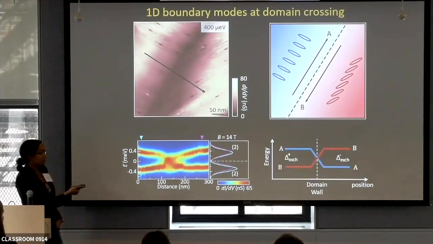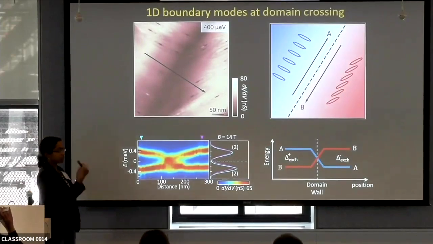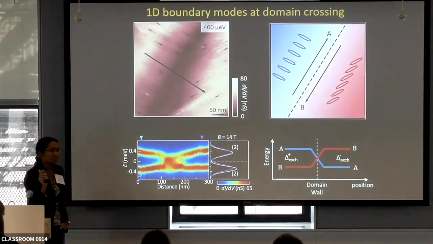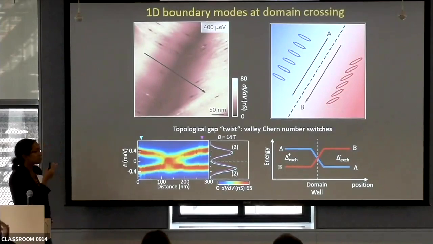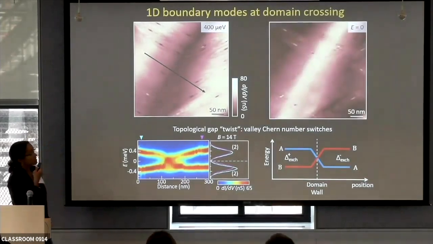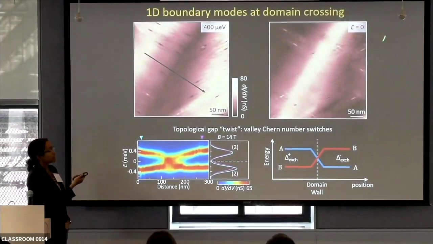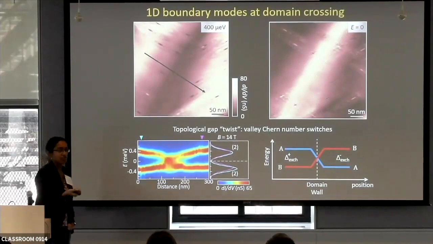And what's occurring is essentially which valley states are occupied on each side is switching. So you can think of this in some hand-wavy terms as some topological gap twist where there's some valley Chern number that's changing. And this is what should give rise to these one-dimensional modes here. What we can see with STM is if we take a conductance image at E equals 0 at this crossing point, the boundary lights up and it's very bright because it has high conductance.